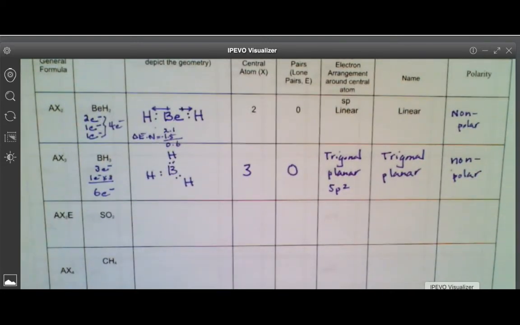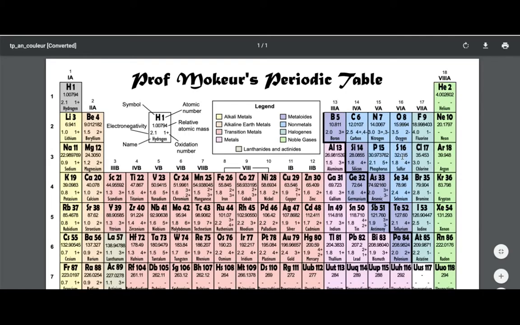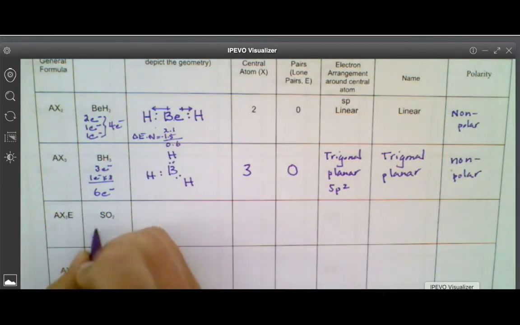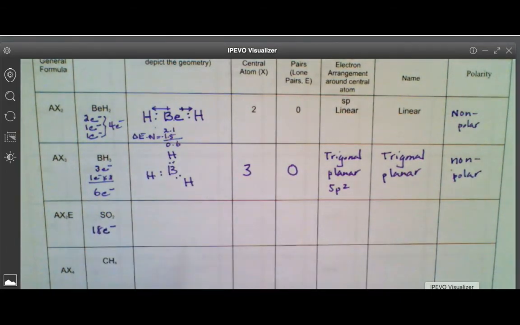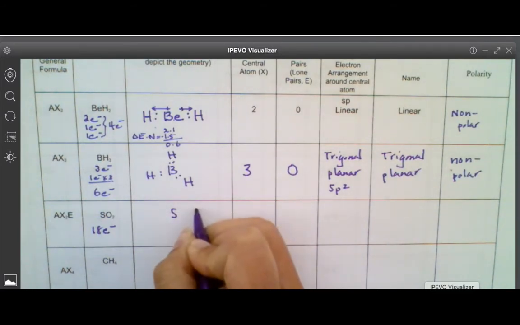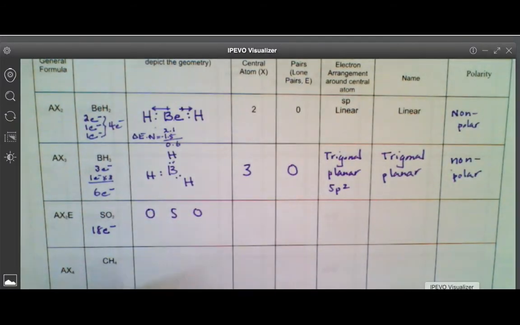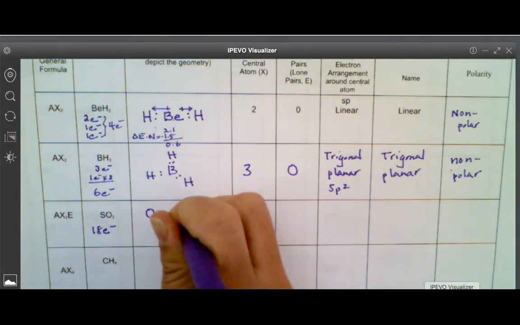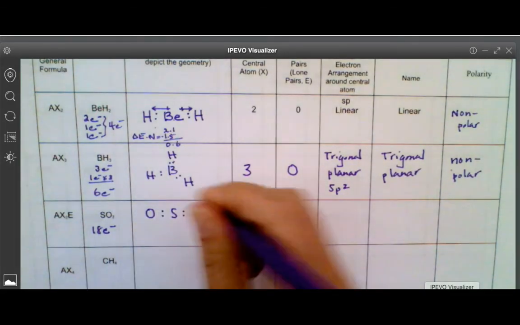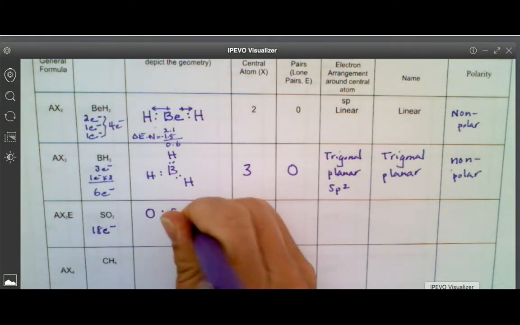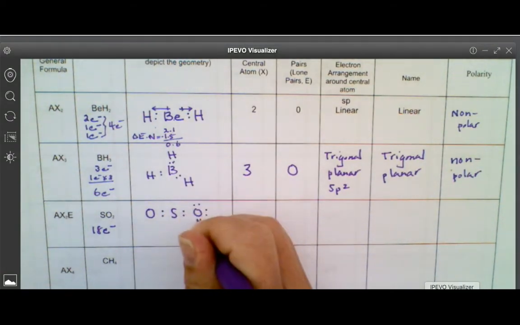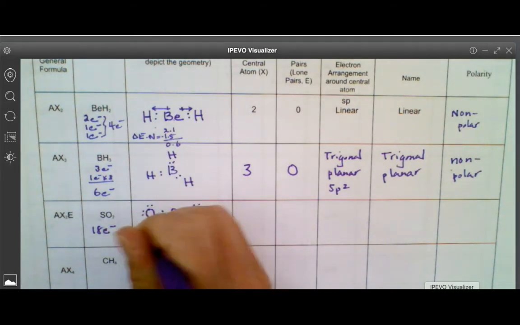Let's do another one. Let's do sulfur dioxide. Now, in sulfur dioxide, going back to our periodic table, we're going to see that sulfur and oxygen, they both have 6 electrons available. That means in total, I have 18 electrons available in order to create this molecule. So for right now, I'm going to put down sulfur. I'm going to flank it with each oxygen. I'm going to put a bonding pair between each sulfur and oxygen, and then I go around and fill the periphery. Okay, so I have 2, 4, 6, 8, 10, 12, 14, 16.